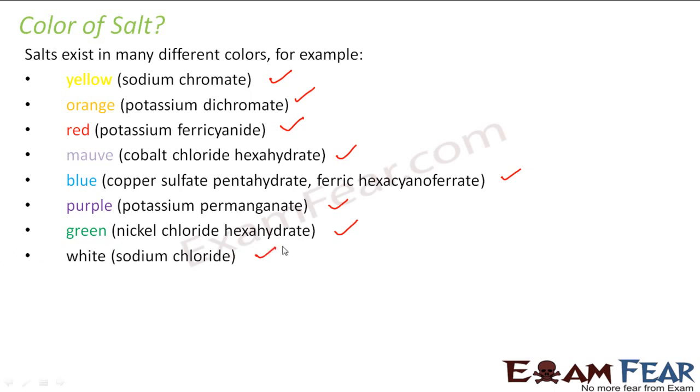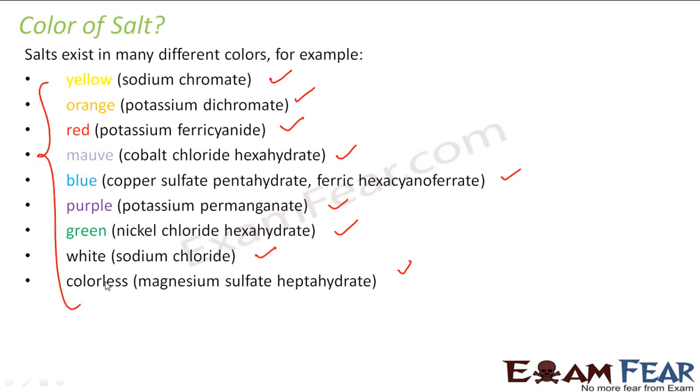Sodium chloride, the common salt, is white in color, we know this. And manganese sulfate heptahydrate is colorless. So if you don't remember these names, it's okay. The point was that salt exists in many colors. That's the only point we should derive from the slide. So it can be yellow, orange, red, blue, purple, green, white, colorless. It can be any color. But it's good to know some, for example, copper sulfate pentahydrate and potassium permanganate. It's good to know the color of these because we use them a lot of times.